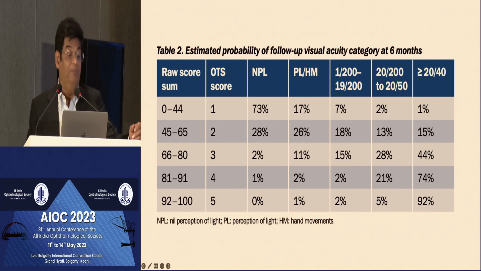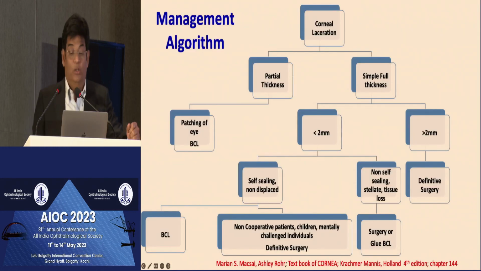For example, if the raw sum score is 0 to 44, there is only a 1% chance that after 6 months this patient is going to be seeing 20/40 or better. And if there's a high score of 92 or 100, there is almost a 92% chance that the patient is going to be more than 20/40. So it is just an algorithm to manage.